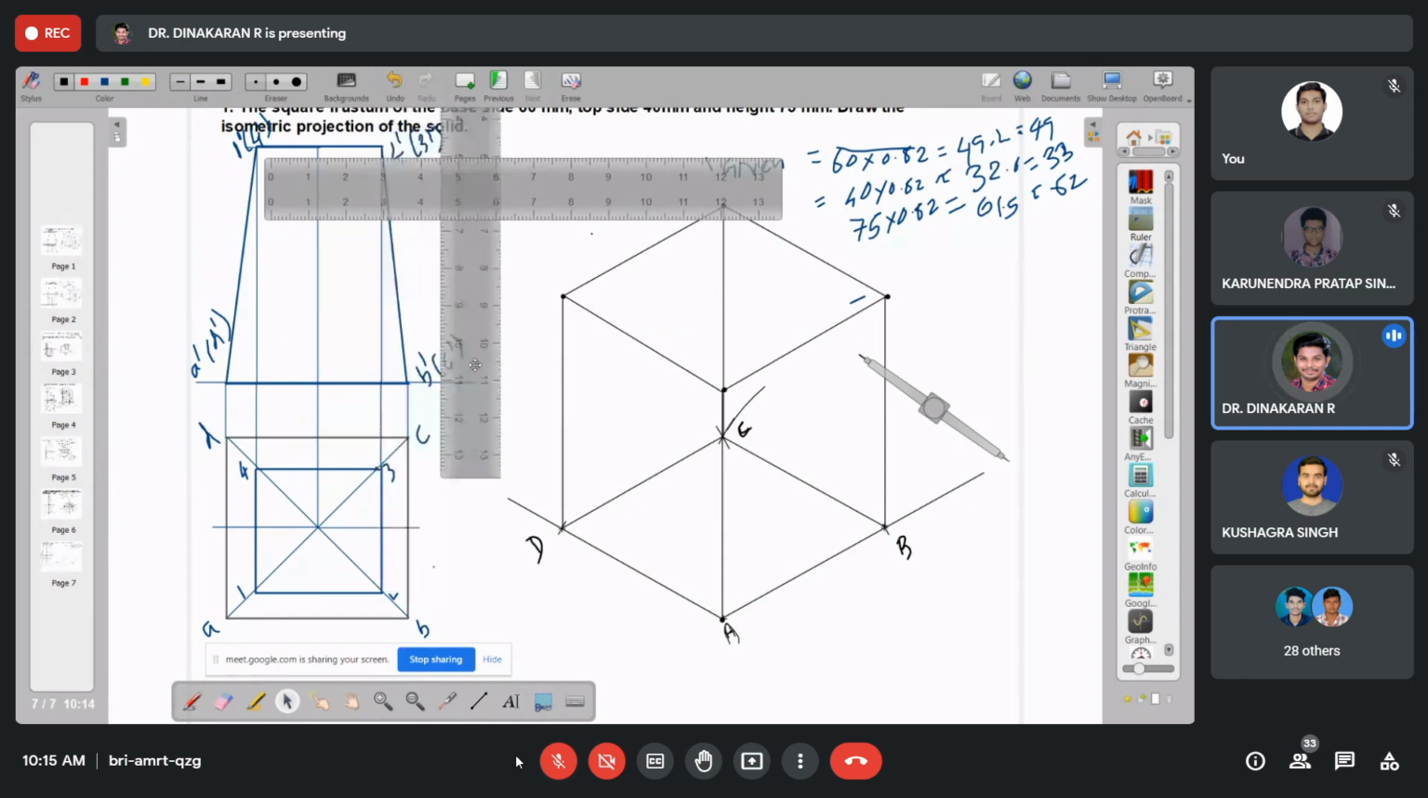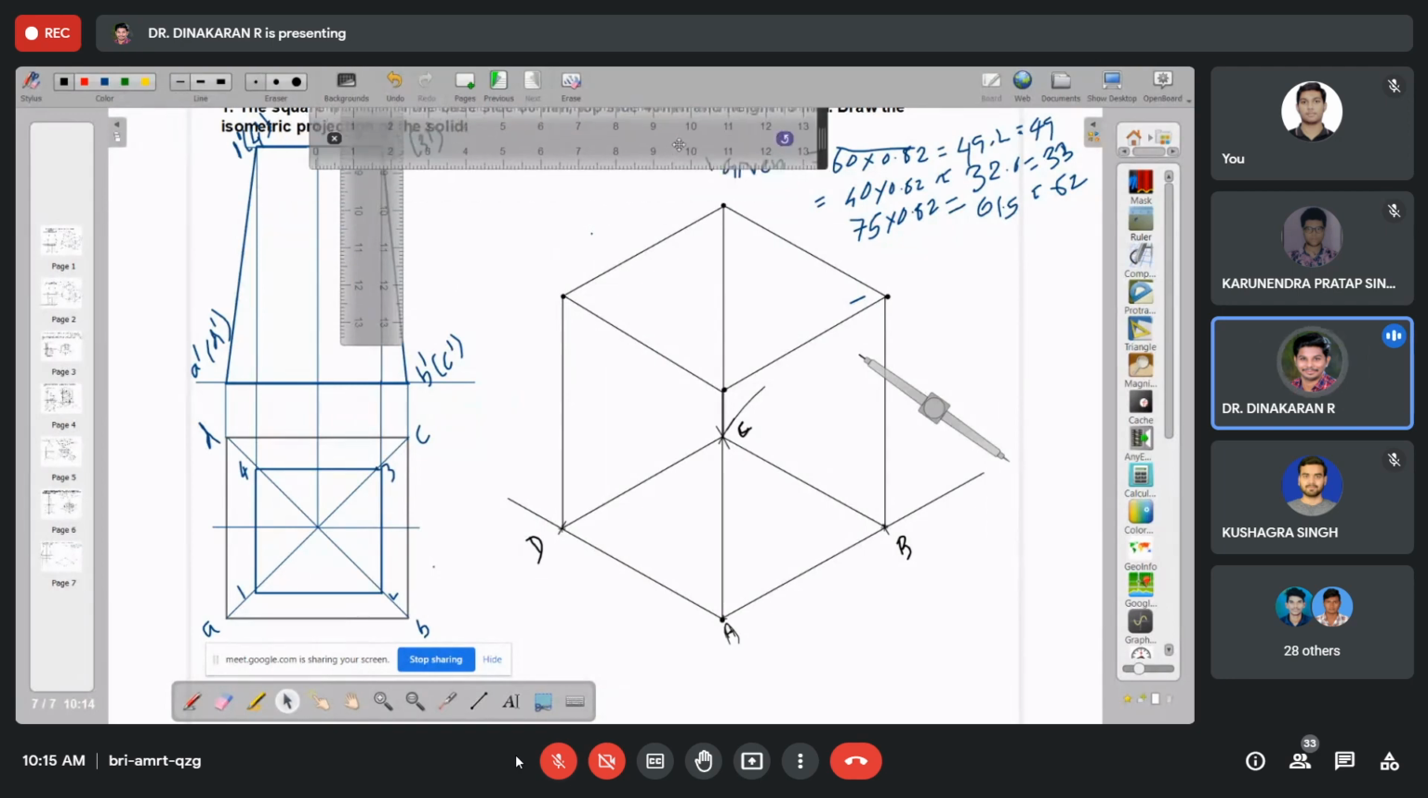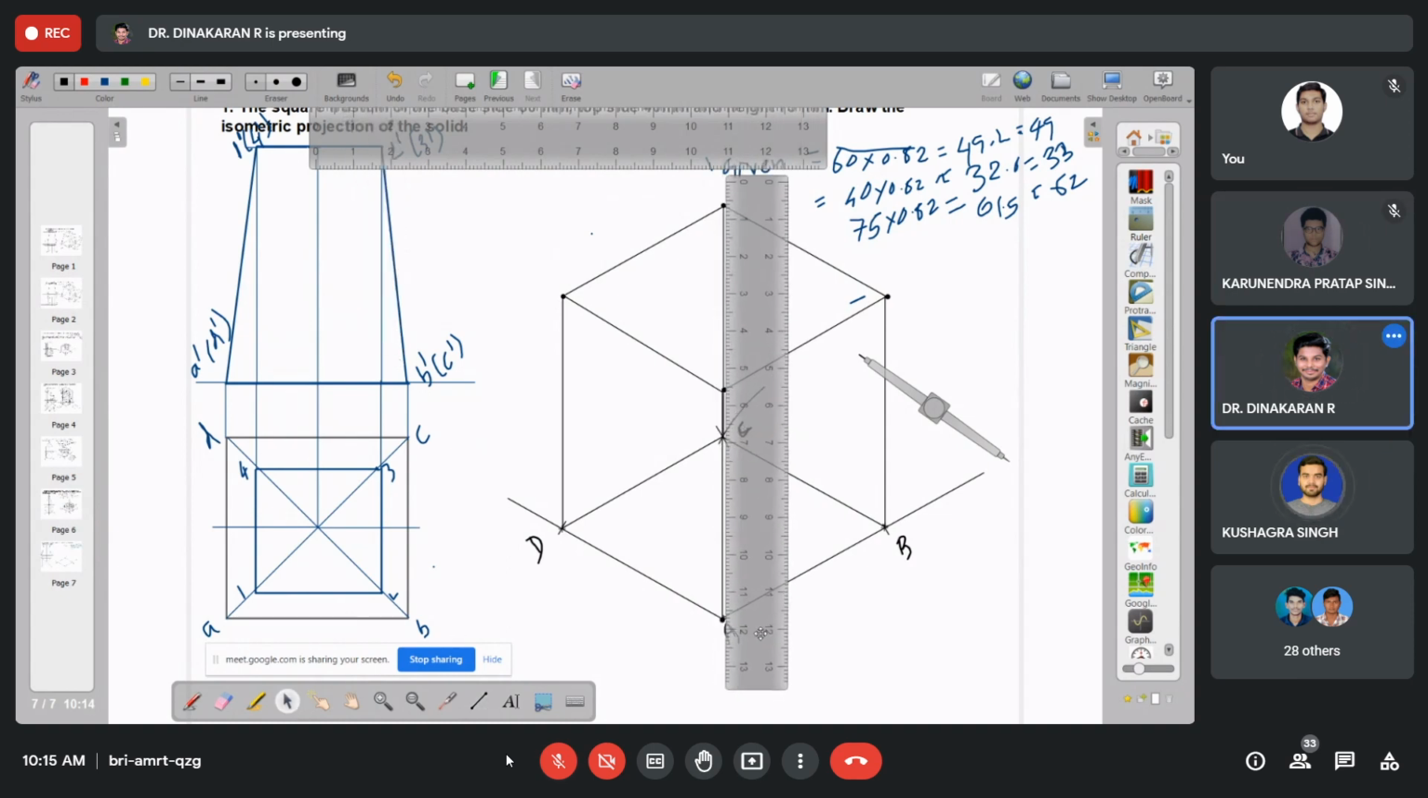So now tell me how to convert this inner box. How to convert that inner box? Any idea? So we need to mark the dimensions. So we make an axis line. Yes, sir.